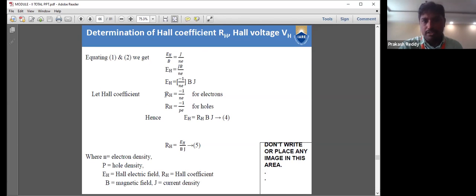What is R_H? Hall coefficient. Hall coefficient R_H equals 1 by n e. So the equation will be E_H equals R_H B J, and this is the relation between E_H and R_H. So R_H equals E_H by B J from that equation only.